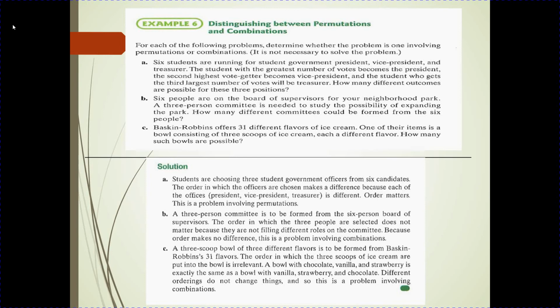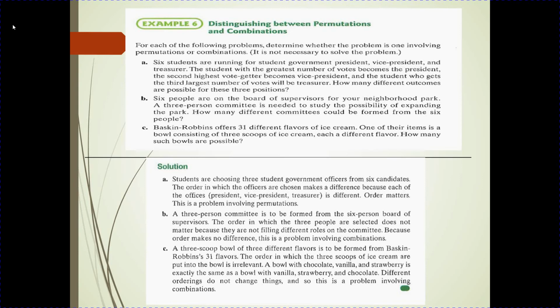So here, definitely a 3-person committee is to be formed from the 6-person board of supervisors. The order in which the 3 people are selected does not matter because they are not filling different roles on the committee. It's not like that of A. Nothing is mentioned about the committee members' responsibilities. Therefore, definitely it will be a combination because order doesn't make sense. So the problem is involving combination.